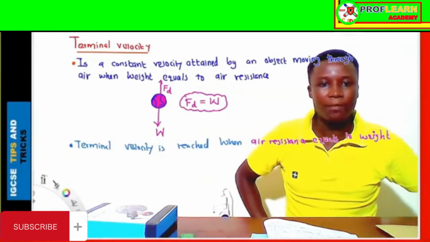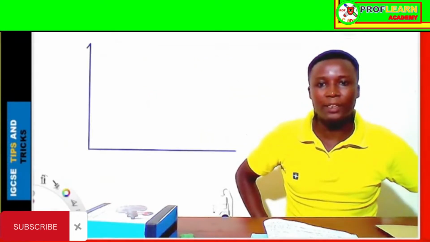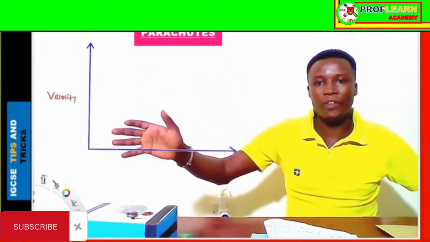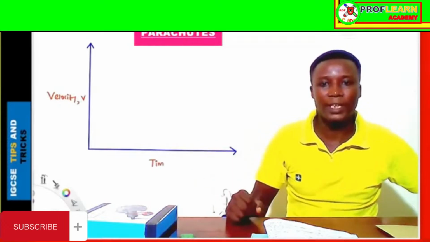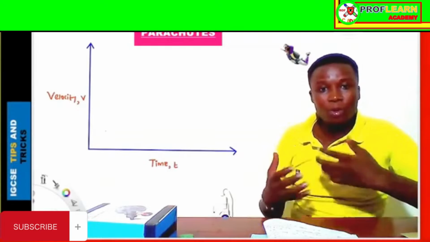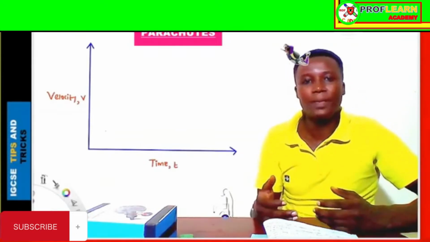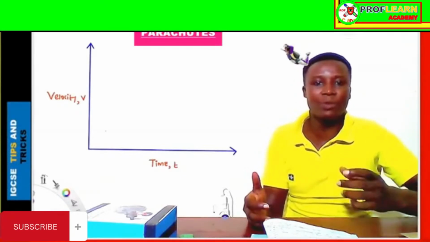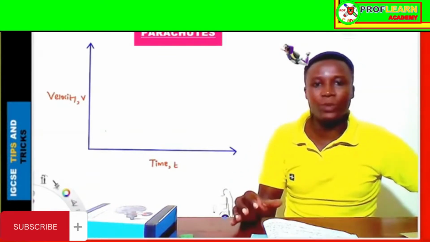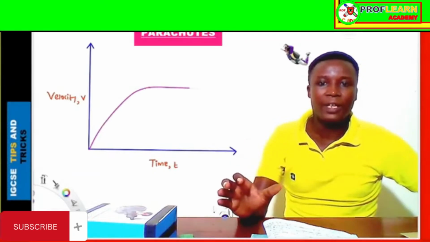Now we need to switch gears and look at a parachute. To understand this, we're going to have a velocity-time graph, whereby on the y-axis we're going to have velocity, and on the x-axis we're going to have the time. Now, in this section, we're going to discuss the motion of a parachutist who is jumping out of a plane in the sky. It will accelerate for some time until air resistance and weight are equal, and then it will be moving at a constant speed. And that constant speed we term as the terminal velocity. So we're going to have that graph like that.